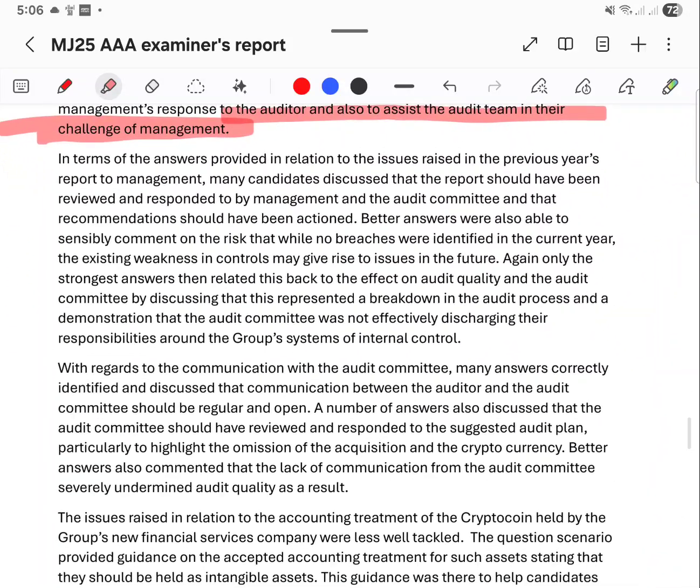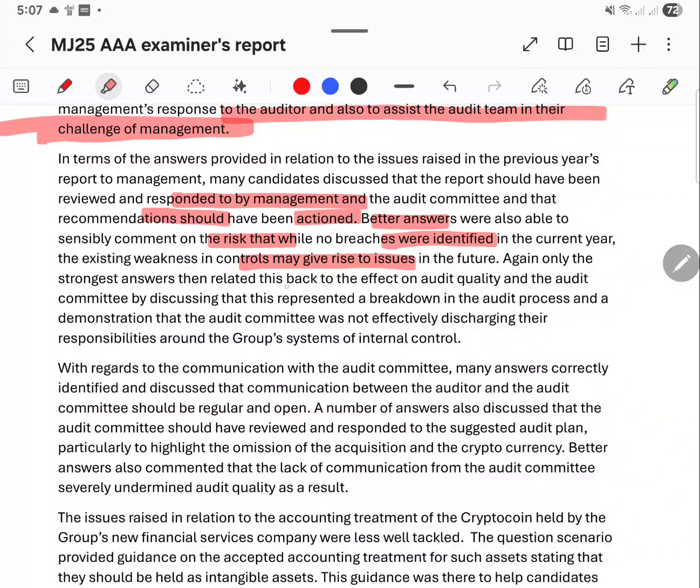So, in terms of the answers provided in relation to the issues arising in the previous year's report to management, many candidates discussed that the report should have been reviewed and responded to by management and the audit committee, and the recommendations should have been actioned better. Answers were also able to sensibly comment on the risk that while no breaches were identified in the current year, the existing weakness in controls may give rise to issues in the future.